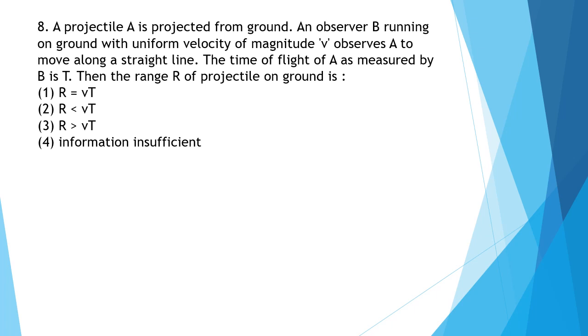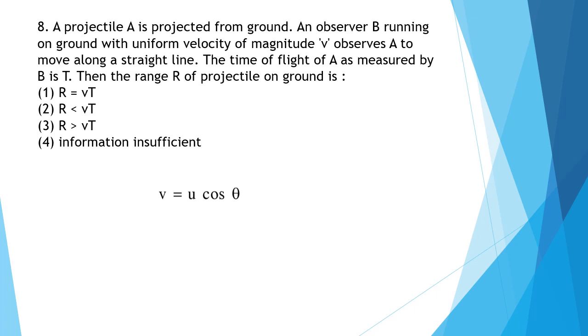Now as the observer B running on the ground sees the projectile A as moving along a straight line, that means that the velocity of B is equal to u cos theta, that is the horizontal component of velocity of A. So V is equal to u cos theta.